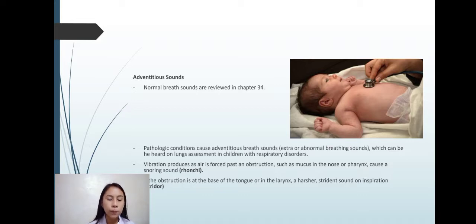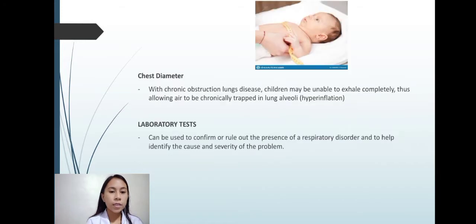So the rhonchi are vibrations produced as air is forced past an obstruction, such as mucus in the nose or the pharynx. It is what causes the snoring sound. Then the stridor: if the obstruction is at the base of the tongue or the larynx, harsher, strident sounds occur on inspiration.